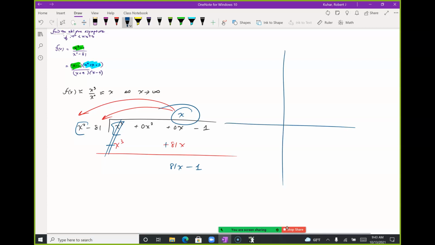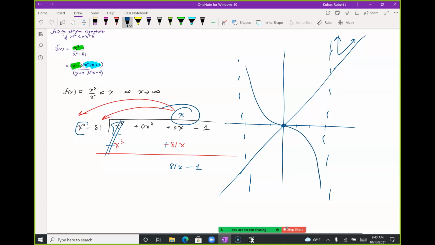Right, so if I'm doing a quick sketch, there's my y equals x. 3, 6, 9, 3, 6, 9. And at 9, it looks like 1 over x. So I'm going to have something like this and something like this. I don't know what's happening over there. Oh, I got 0, 0 again, right? It's doing something like this, I think.